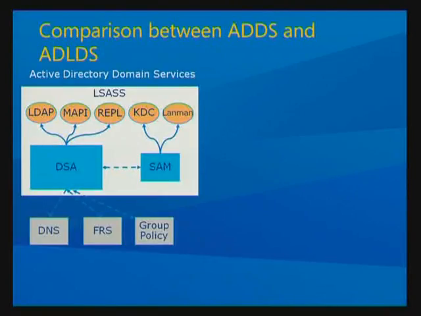If I come in and change my password through LDAP, it will go through DSA. SAM actually is the thing that enforces my password uniqueness, depending on what your policies are, and then again, the information will get written back. There are also some dependencies on domain name services, the file replication service, and group policy. So Active Directory publishes records in DNS, so clients and other applications can find domain controllers. We use file replication service to replicate group policy objects that are stored in the Active Directory.